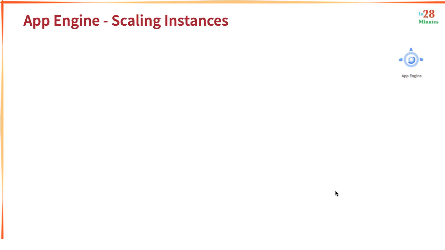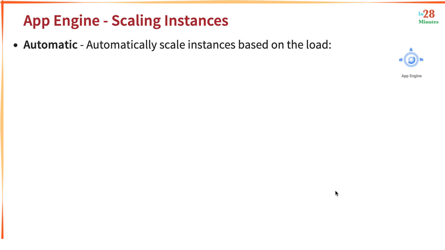Back. In the last step, we talked about the different options for scaling instances. We talked about manual, automatic, and basic. We talked about the fact that App Engine Standard supports all the three. However, App Engine Flexible supports only 2 of those. Let's discuss more about scaling instances in this specific step.